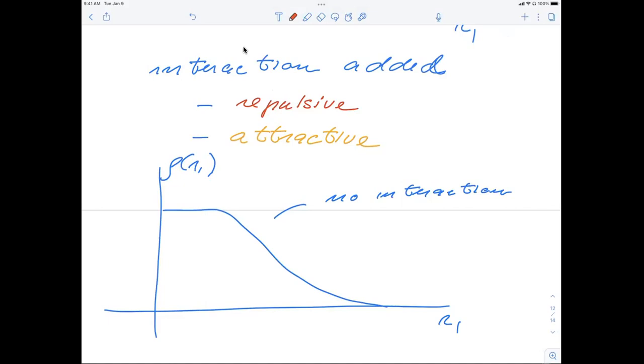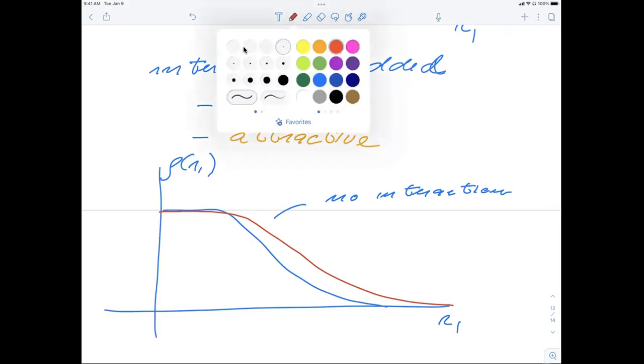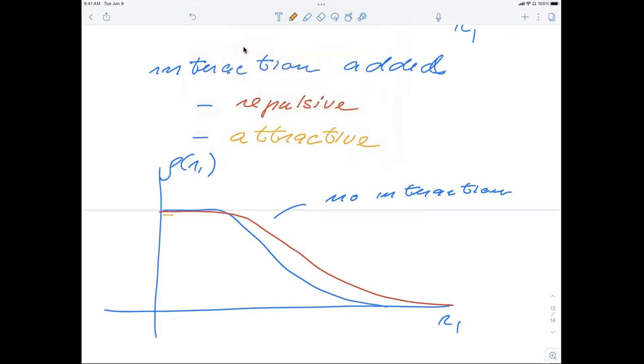Excellent. So what you would see then is something like this if we have repulsion. And then if we have attraction, then it will be pulled in. So we could then see something like this. This is just a little bit exaggerated here.